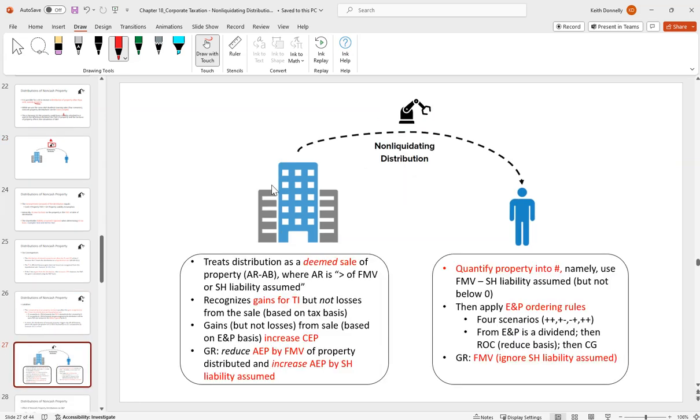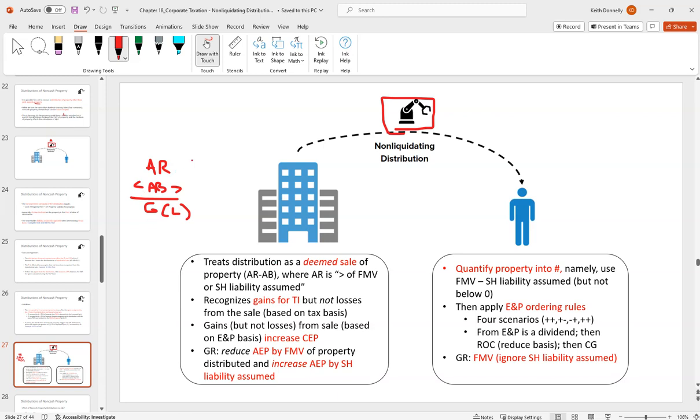Let's go to this slide first, because this is a good summary slide. Up until here, they build out each of these items, but let me explain it from here. You've got the corporation and the shareholder. First off, when they push out the non-cash property, tax law says, hey, Mr. Corporation, we treat that as a deemed sale of the property, namely the amount realized minus the adjusted basis. That will give you your realized gain or loss.